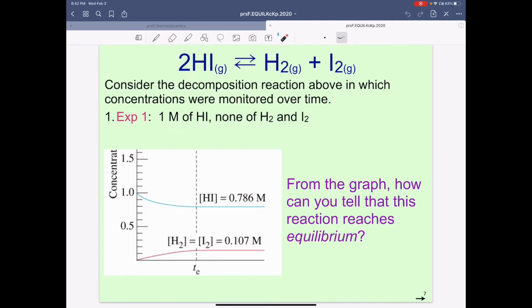We're representing HI on the left side and H2 and I2 on the right side. And as the reaction proceeds, HI will decrease and H2 and I2 come in. This is actually two lines, one on top of the other. And how can you tell from this graph that this reaction reaches equilibrium? Well, the flat line or the parallel line, the fact that the quantities of the HI and the H2 and I2 have gone steady and are no longer changing, tells us we've reached equilibrium.